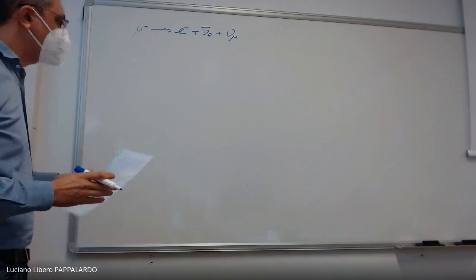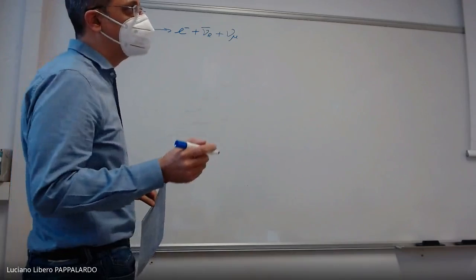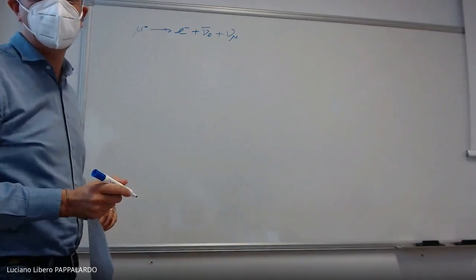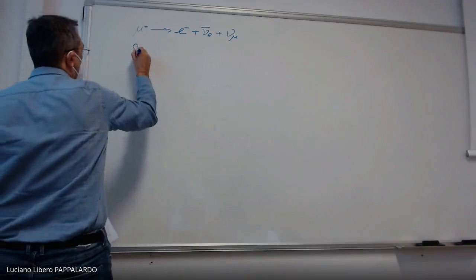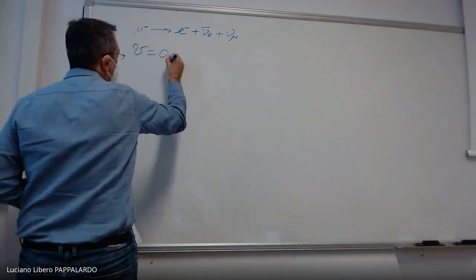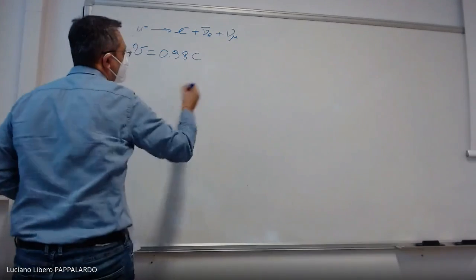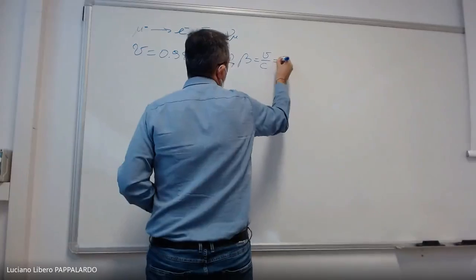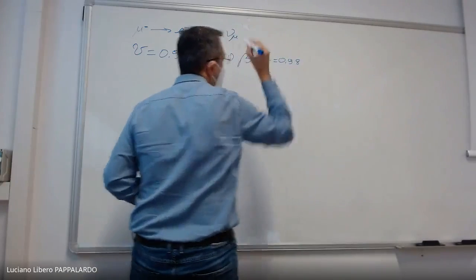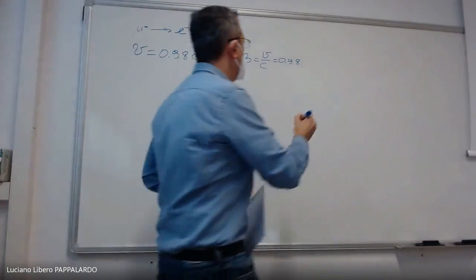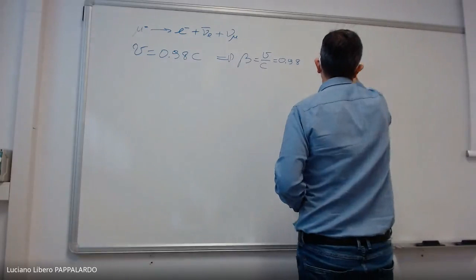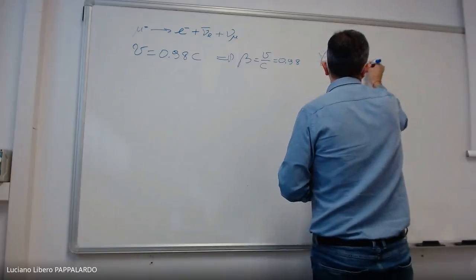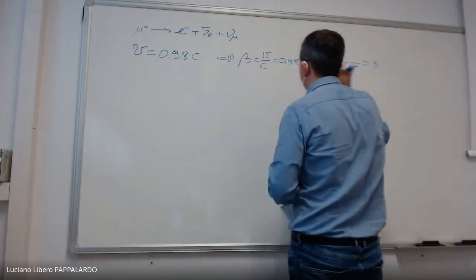Okay, so let's first calculate the gamma factor, the Lorentz factor. We know that the muon is traveling through the atmosphere with a speed of 98% of the speed of light. So v is equal to 0.98c. This means that beta, which is v over c, is 0.98. And when you calculate the gamma factor, this is 1 divided by the square root of 1 minus beta squared. This turns out to be of order 5.